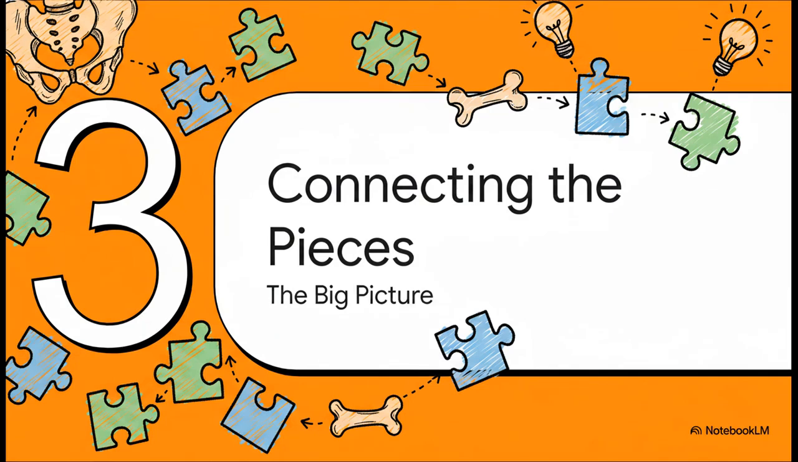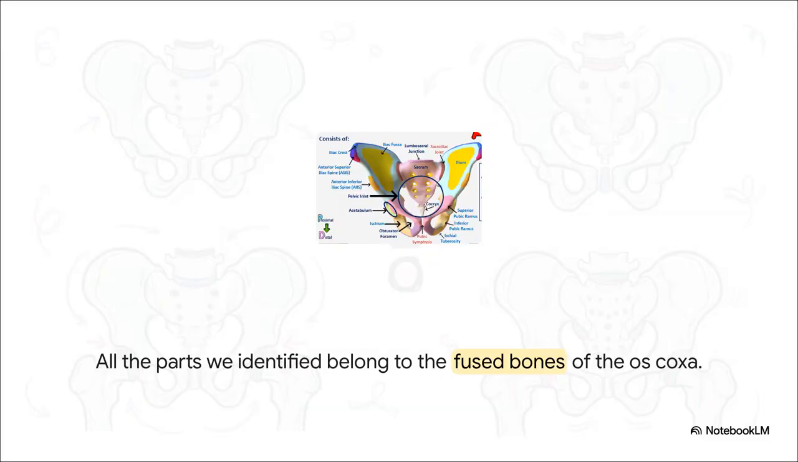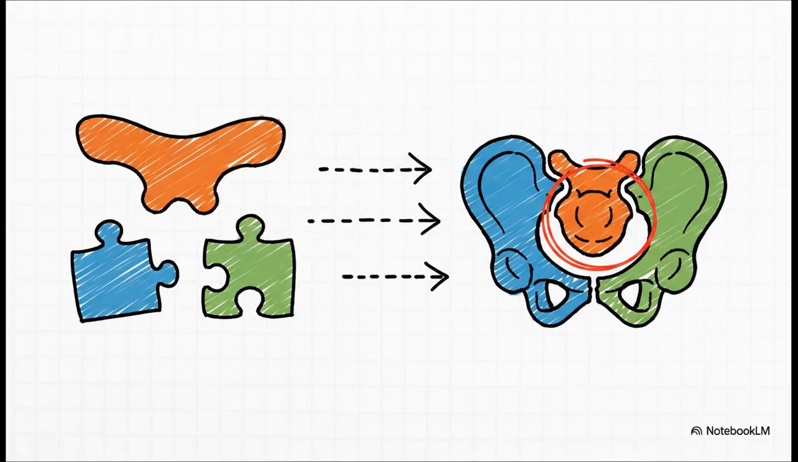So, how did you do? Hey, whether you aced it or are just learning this for the first time, the really important thing now is putting it all together. Let's connect these pieces and look at the big picture. Looking at this diagram here, you can really see how all those different landmarks we pointed out fit together. The iliac crest, the ASIS, the ischium. In an adult, these aren't separate things. They're all just parts of one big, complex bone called the os coxa, which is just the fancy name for the hip bone.